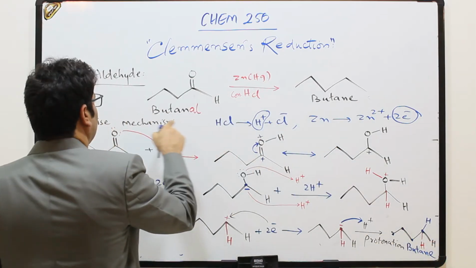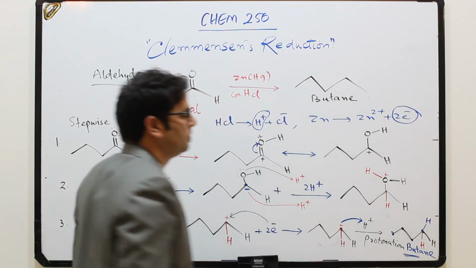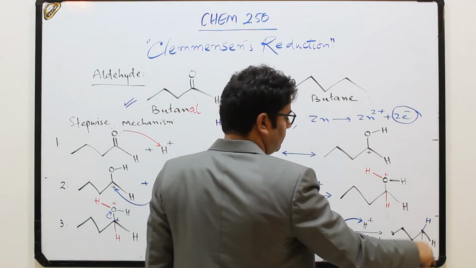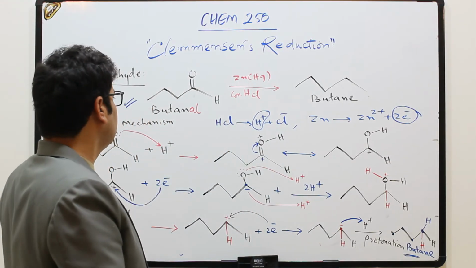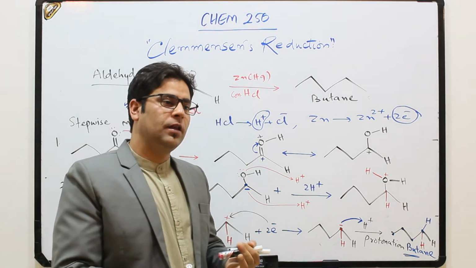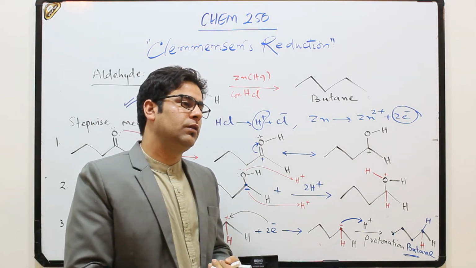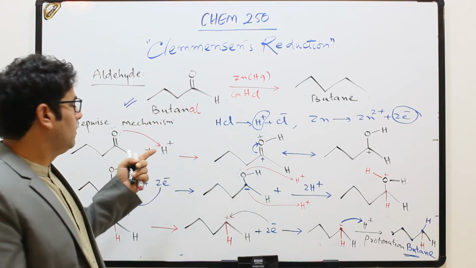So butanal, this is an aldehyde. It has given us butane. You can write it as 1, 2, 3, 4. Butanal into butane. This is an example for aldehydes. So we have given the first general example, then we have given the mechanism with cyclohexanone as a ketone. Now I took the example of butanal.